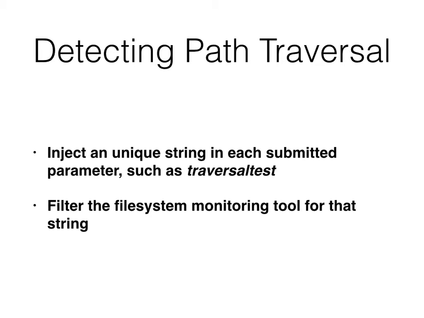If you want to detect this stuff, you're testing a machine, just inject a unique string in each parameter, and then filter the file system monitoring tool to see if there are any requests going into the file system using that string.